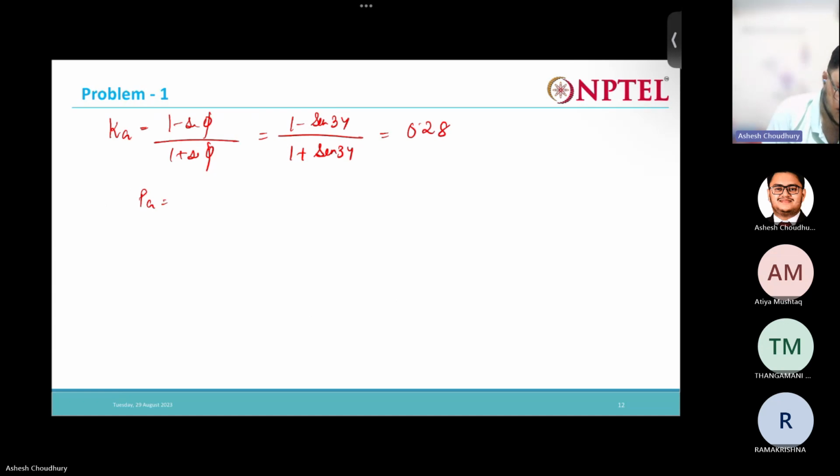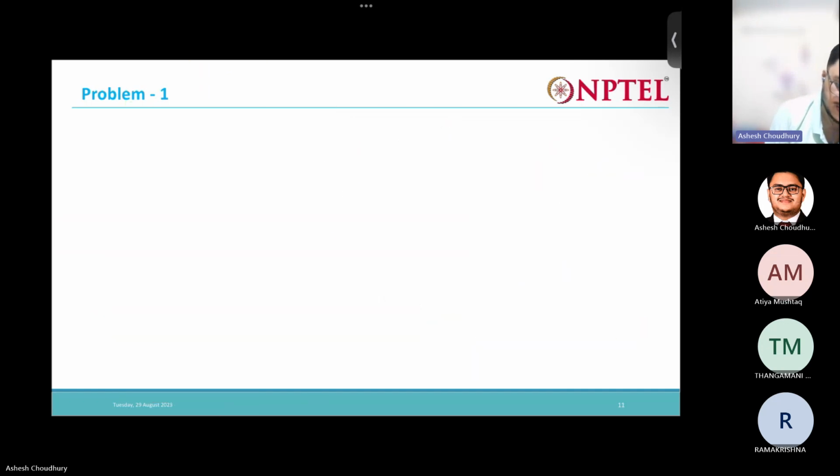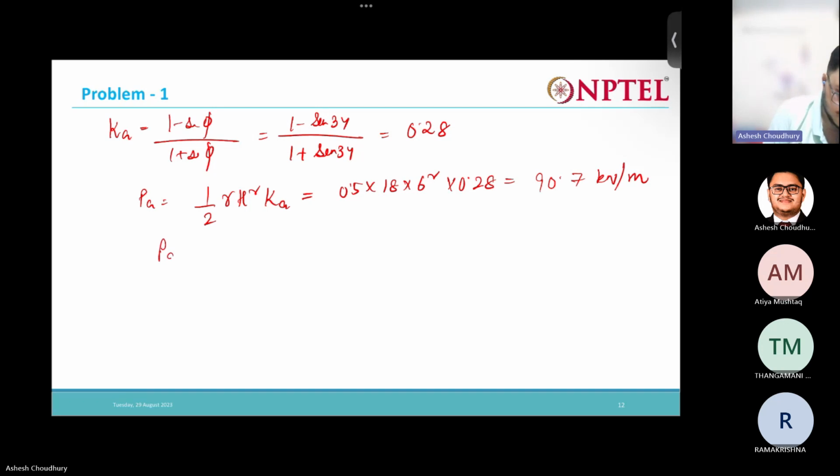What is PA? Half gamma h square K. So 0.5 times 18 times 6 square times 0.28, which is 3.7 kilonewton per meter. Now, what will be the components? One will be the cos component, one will be the sine component, right? So PA cos 34.